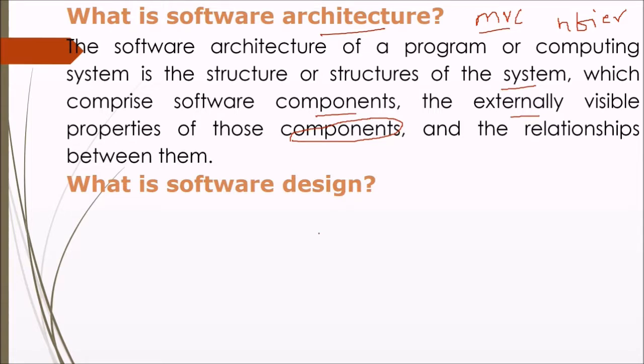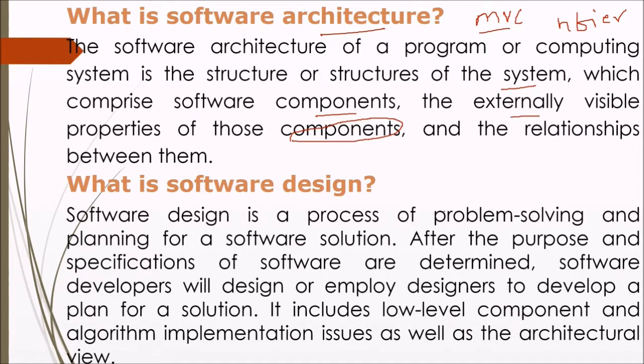So what is software design? Software design is a process of problem solving and planning for a software solution. So what happens here is you are in the problem domain. Now you want to get to the solution domain. How are you going to go to the solution domain? To go to the solution domain, you do the software design. So you have a problem in hand and you want to solve it. So software design is the process of problem solving and planning of a software solution.